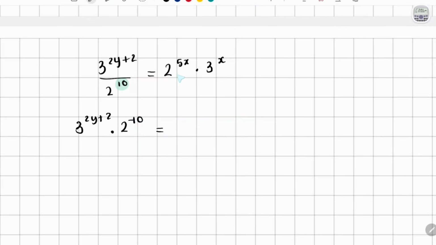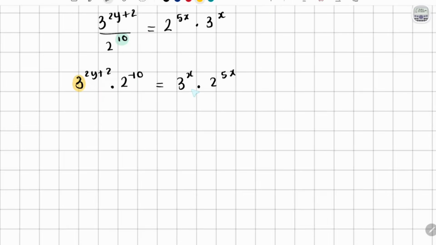Is equal to, and I'm just going to rewrite this as it is. Let me rewrite it in the same order. Since we started with 3 here, I'll start with 3 here. And we can do that because with multiplication, any way that you put it will still mean the same thing. Okay, multiply by 2 to the power of 5x.